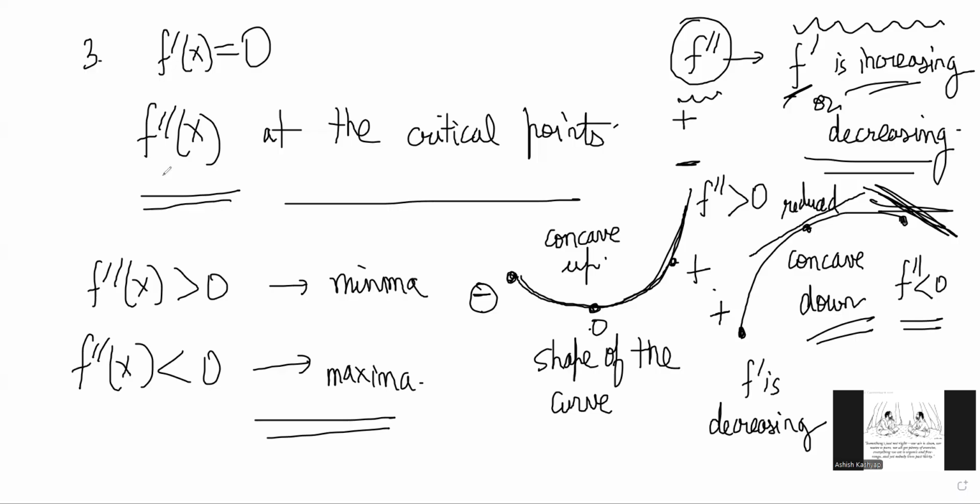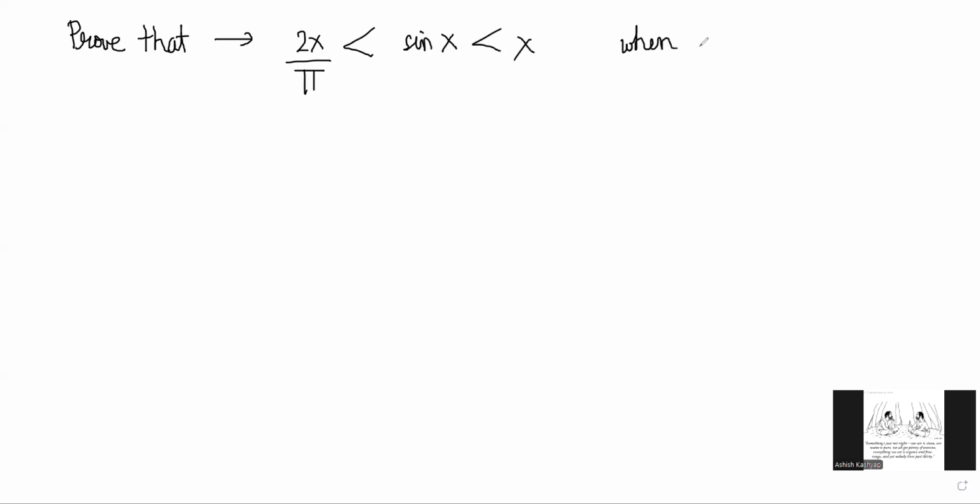So far, what we have discussed for increasing, decreasing functions and maxima minima, try to do this proof. Prove that 2x by pi is less than sine x is less than x when x belongs to 0 to pi by 2. Try to do this question first.